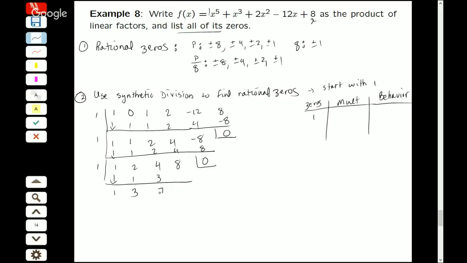Okay, we got down here to a 7. 1 times 7 is 7. 8 plus 7 is not equal to 0. Does it work? No, it didn't work. So how many times did it work? Twice. So that means the multiplicity is 2.